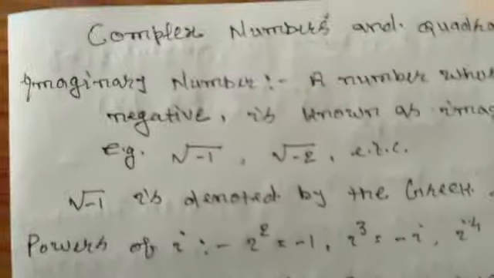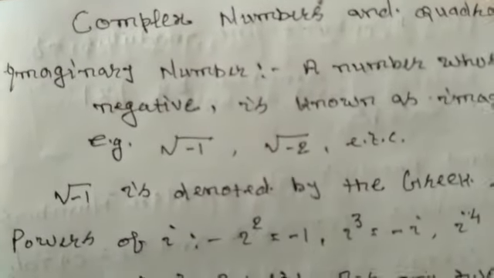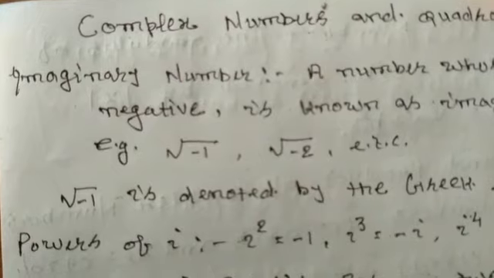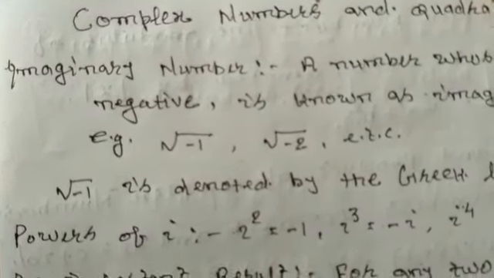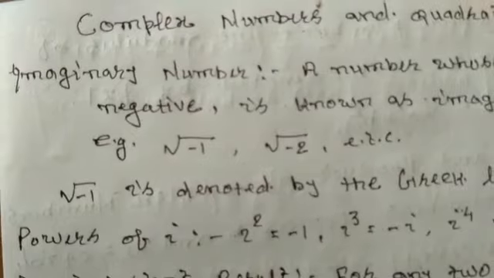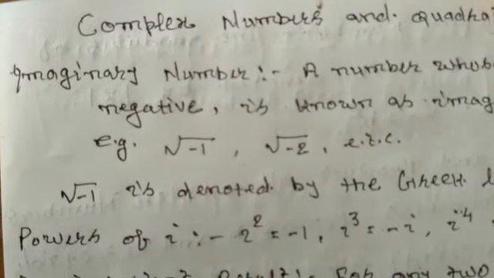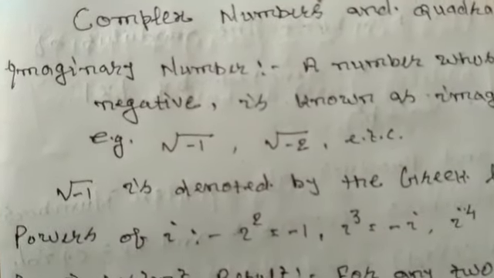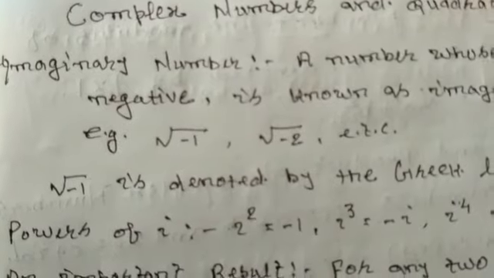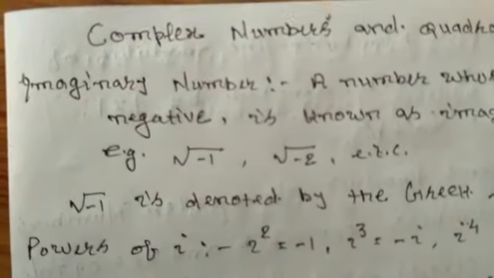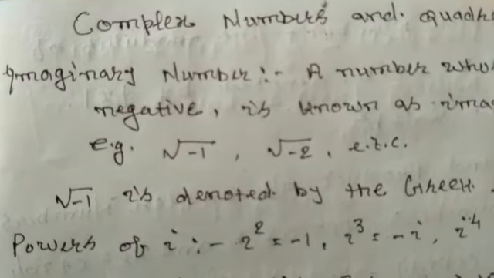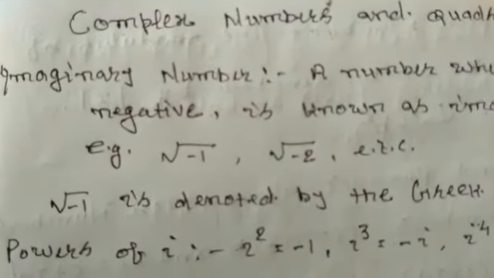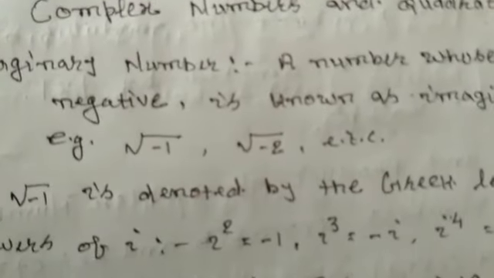Students, as you have studied in your previous class, the number system consists of real numbers. Mainly you have read about the real number, natural number, whole number, integers, rational, irrational. These all are the part of a real number. But there is one another number also, that is called imaginary number.